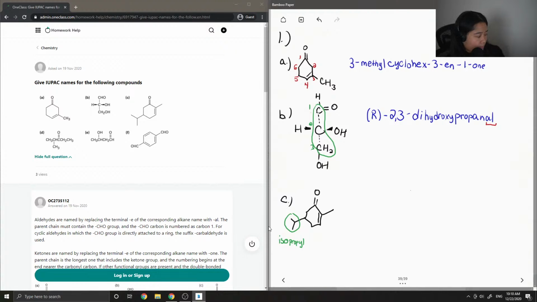Okay, so again, I'm just going to number this compound, starting with the aldehyde group, or ketone group, as 1, and then going clockwise. So let me write down the parent first. So similar to part A, this is cyclohex. And now I'm just going to show where all my side groups are.